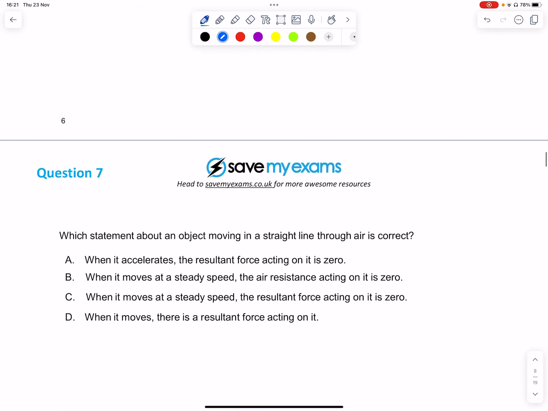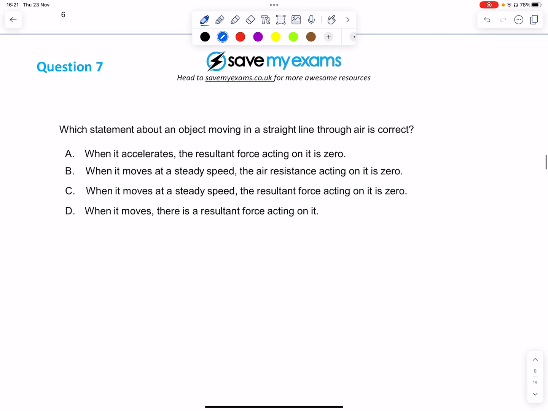So let's move downwards. Question number 7. What statement about an object moving in a straight line through air, remember the words through air, is correct? When it accelerates, the resultant force acting on it is zero. When the object is accelerating through air, obviously the forces are not balanced, so there has to be a resultant force acting on it, so it has to be not equal to zero. So you can remove that.